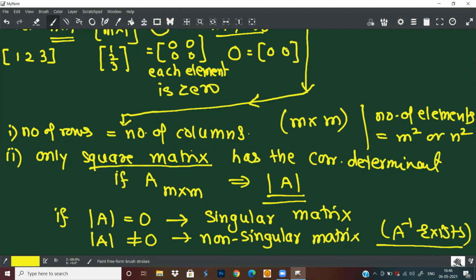Singular and non-singular are included in square matrix, correct? Because singular है या non-singular है, कौन decide करेगा? Determinant decide करेगा. Determinant के लिए क्या होना जरूरी है? Number of rows and number of columns equal. So a null matrix will have determinant value 0 only if it is a square matrix.